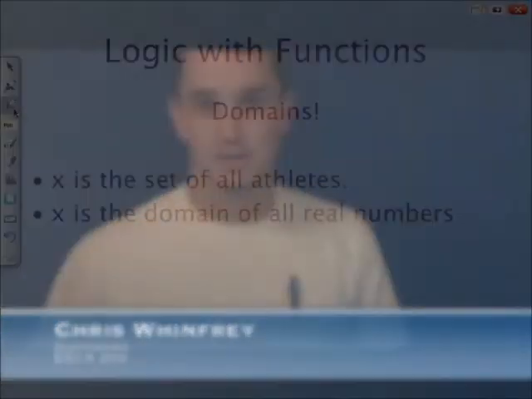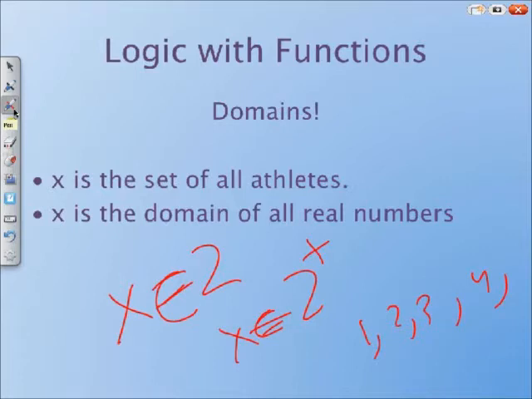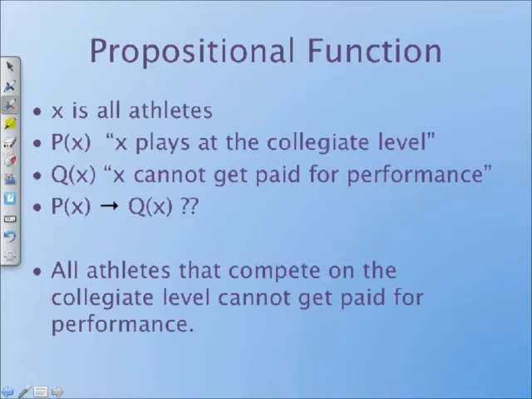I'm Chris, and I'll be talking to you. In a logical problem, the domain contains all the possible values of x. X can represent anything from numbers to propositions or even physical things. For example, x is the set of all athletes. We can then let the propositional function p of x equal x plays at the collegiate level, and then let q of x equal x cannot get paid for performance. We now have a logical statement: if x plays at the collegiate level, then x cannot get paid for performance.